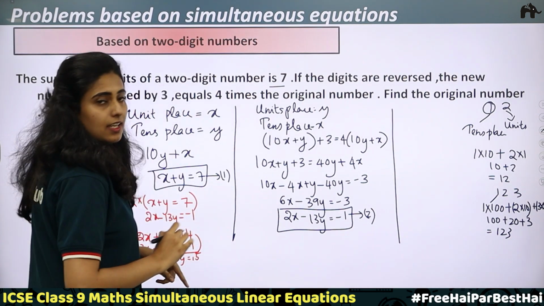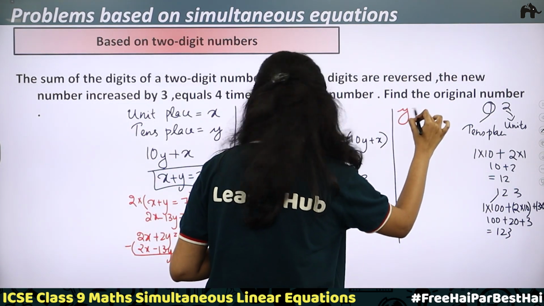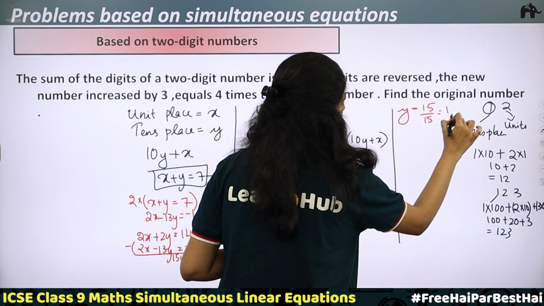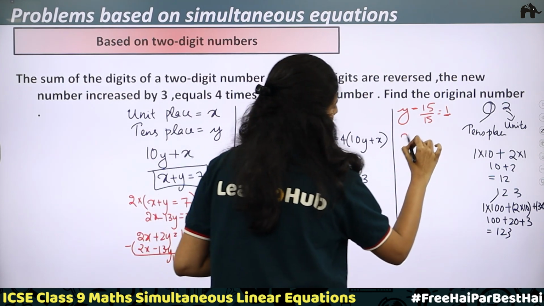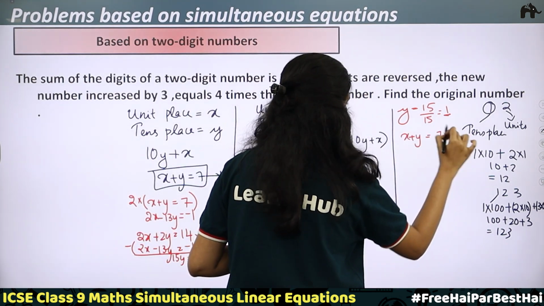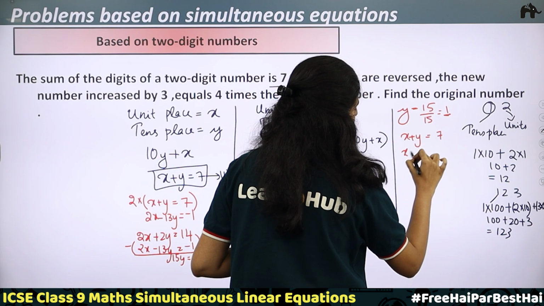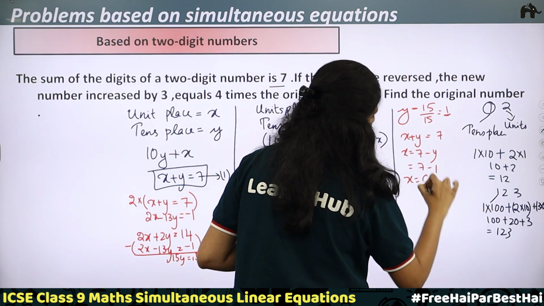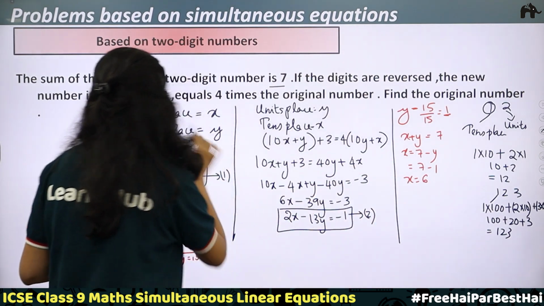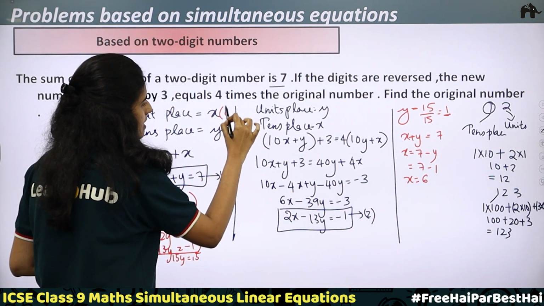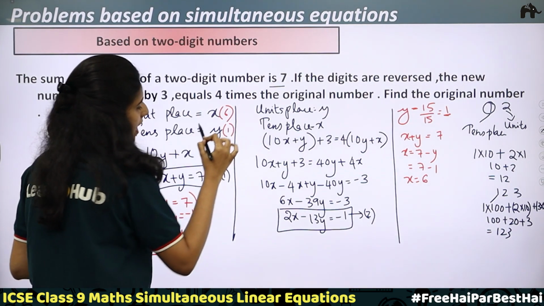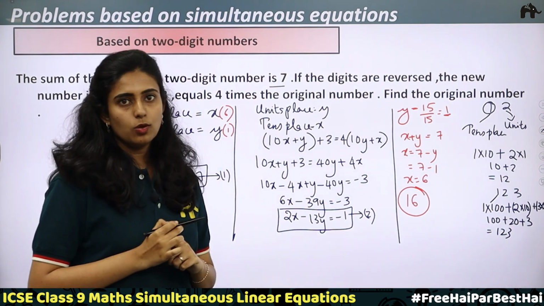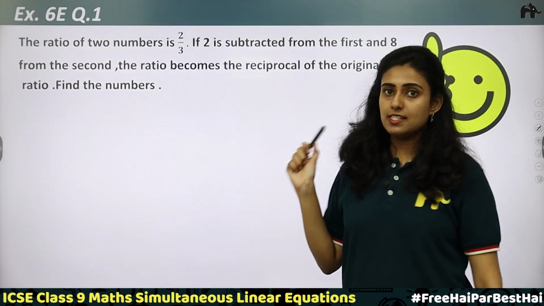Then what is y? Y will be equal to 15 by 15, which is 1. Okay, y is equal to 1. We have x plus y is equal to 7. Then what is x? X will be equal to 7 minus y, which is 7 minus 1. X is equal to 6. Okay, x is 6. So unit place we are having 6. Tens place we are having 1. So the number is 16. Okay.